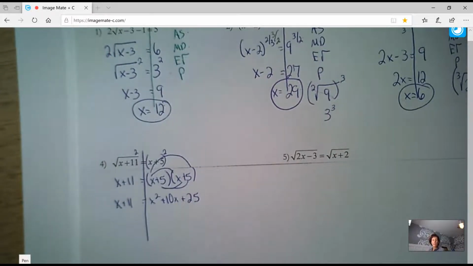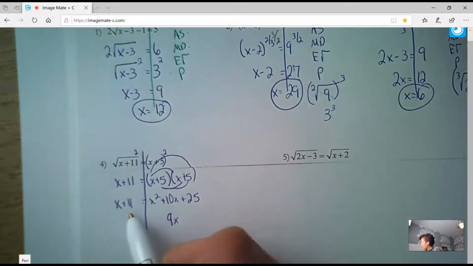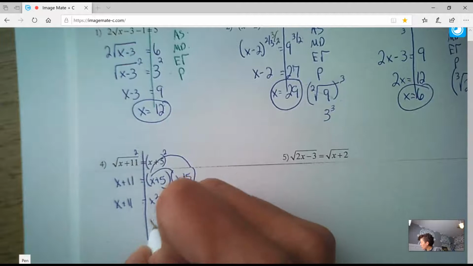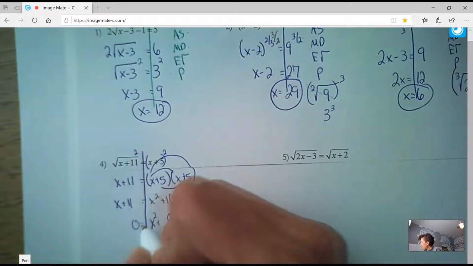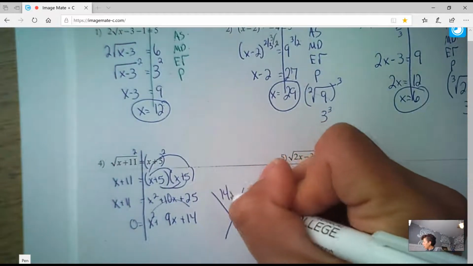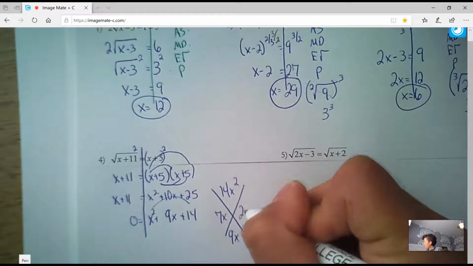So factor means it needs to be in standard form. It has to equal 0, and it needs to be in the form ax squared, then the bx, and then the c. So what I'll do is I'll subtract the x to join the 10x, which becomes 9x, and I'll subtract the 11 from the 25 to make it 14, and then the x squared will just be there. And then you can factor. So I need factors of 14. They get me to 9, and those are going to be 7 and 2.